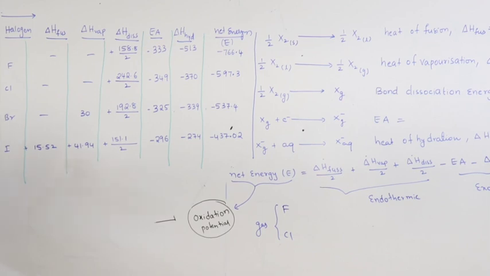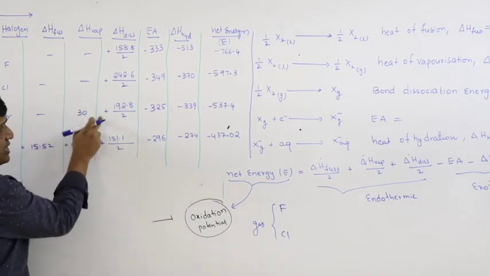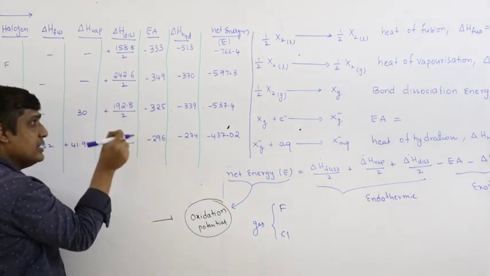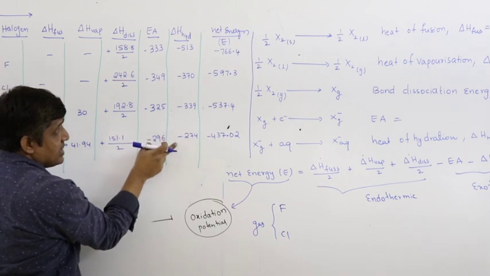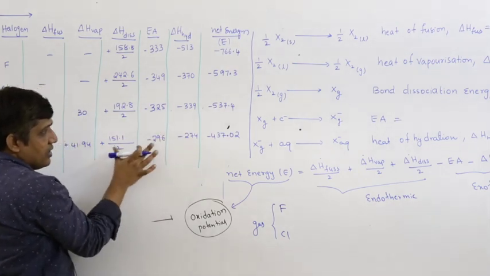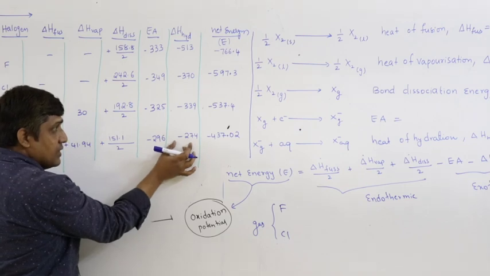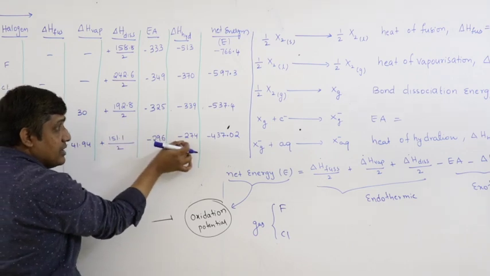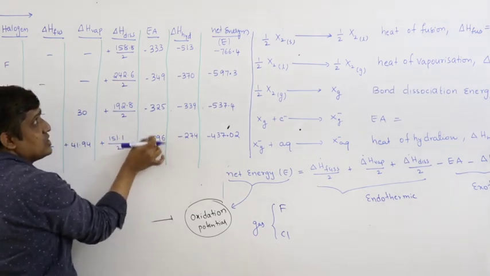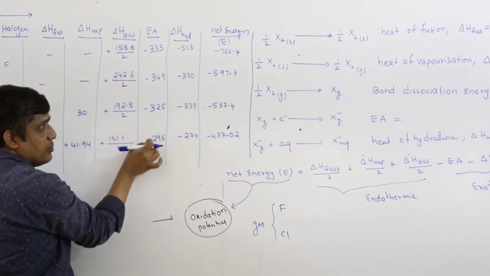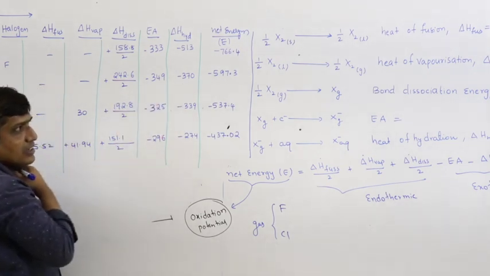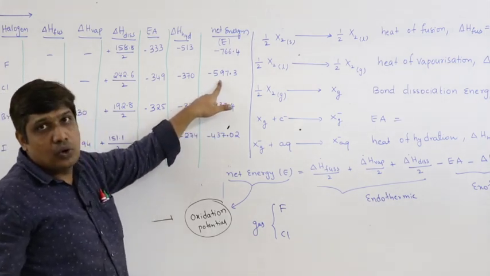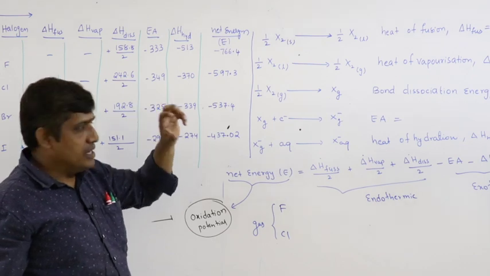Coming to bromine and iodine, the dissociation energies are less, so it is a favoring factor. Electron affinities are less, a disfavoring factor. Heats of hydration are also less. So here the heat of hydration, which compensates for fluorine's low electron affinity, doesn't compensate the low electron affinity because it is itself less compared to chlorine, right? Hence the net energy value is much less compared to chlorine. Therefore they are weaker oxidizing agents.